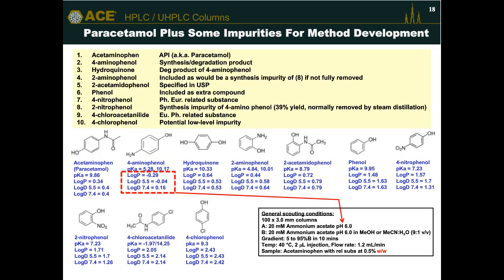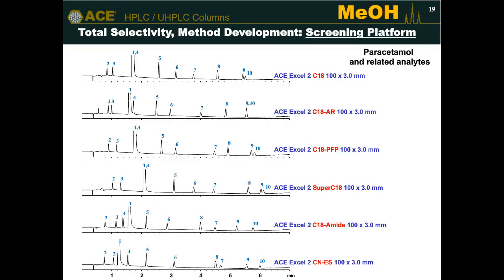So this is the actual data from the instrument. If we start at the top there, we have the columns going down to the bottom: the C18, C18AR, the C18PFP, the super C18, the C18 amide, and the cyano-ES. First thing to note is compound 2 on every chromatogram here is the 4-aminophenol, the most polar compound in this mixture. And you can see that even at pH 6, the k value is low, but it is retained away from the T0 suitably enough so that we can integrate it and quantify it.